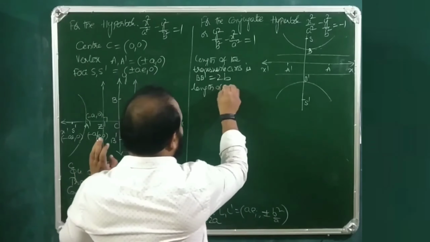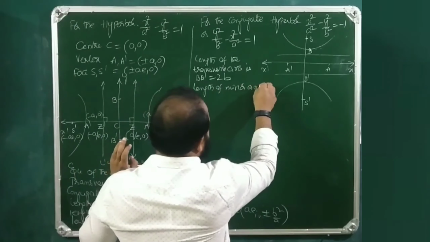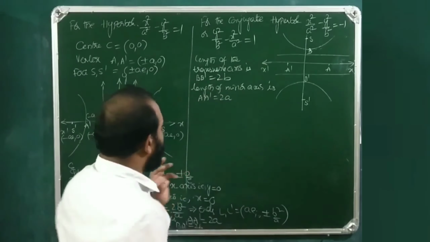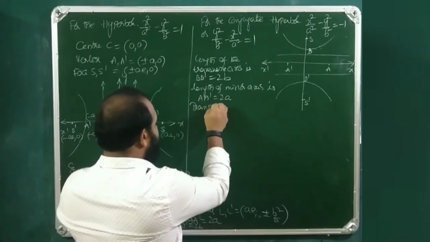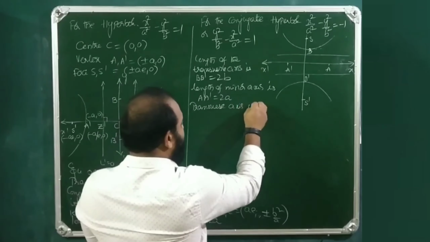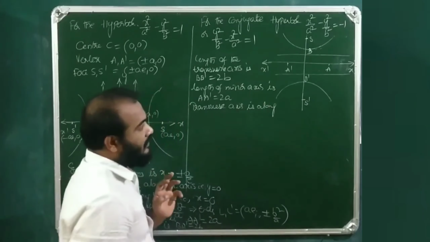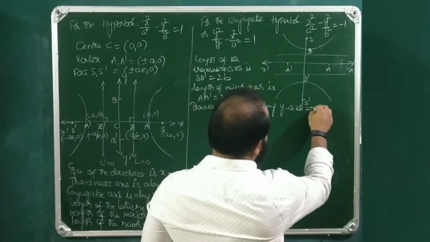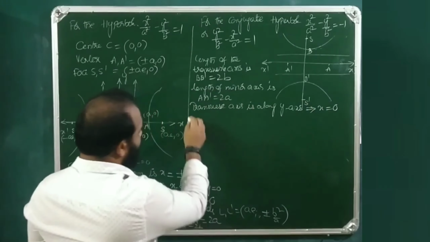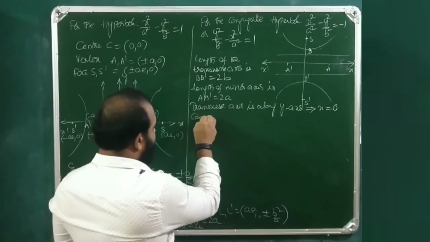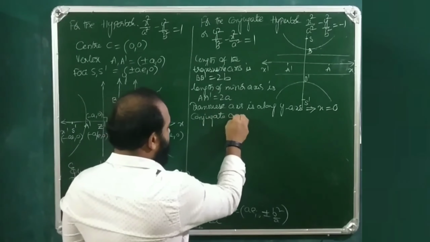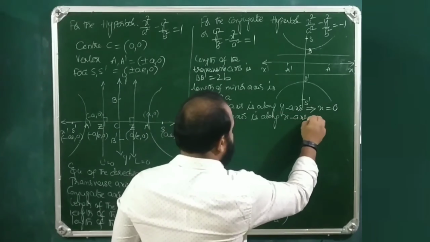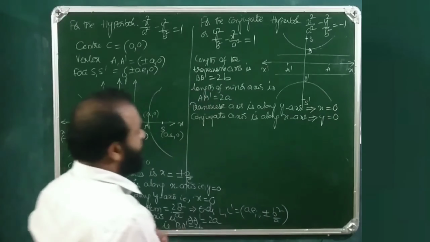So the length of the minor axis is 2a. The transverse axis is along the y-axis. The equation of the y-axis is x equals 0. The conjugate axis is along the x-axis, that is y equals 0.